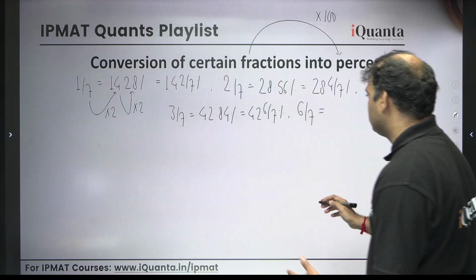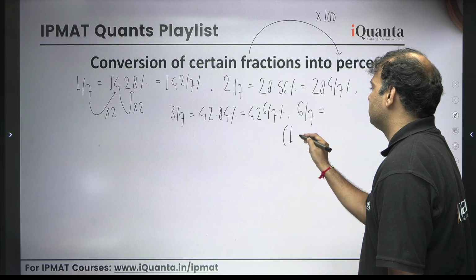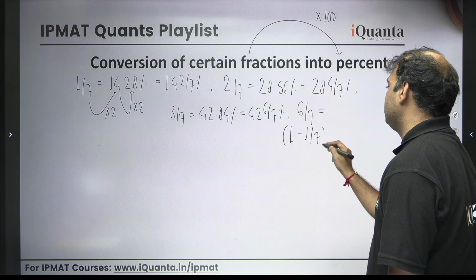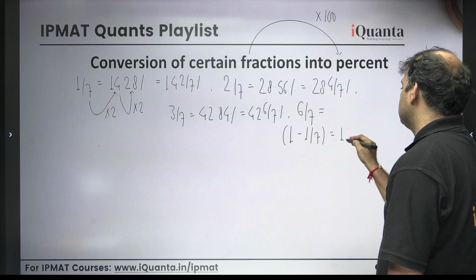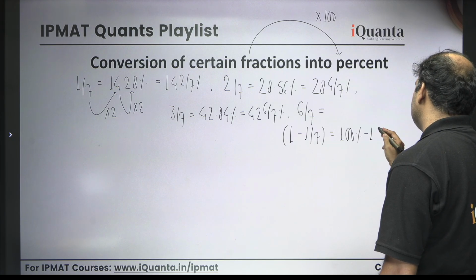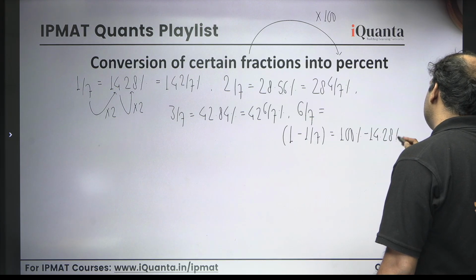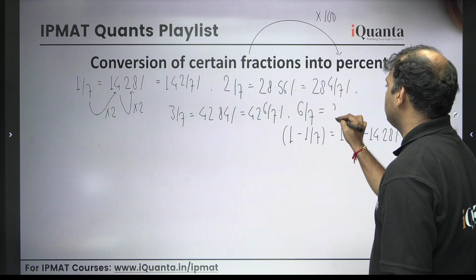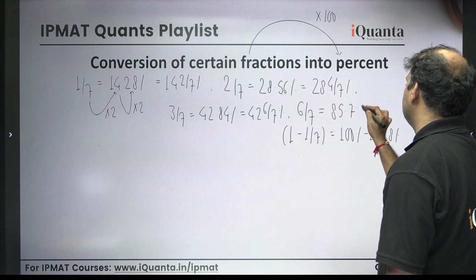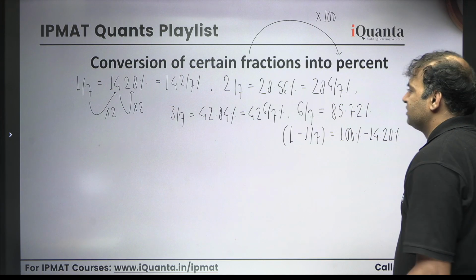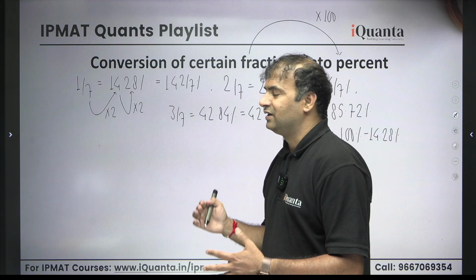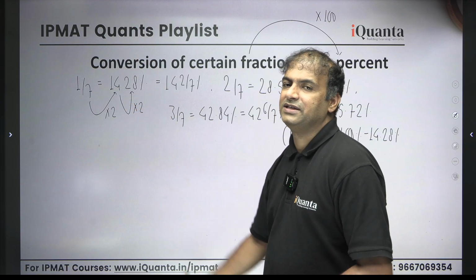So you can do one more thing. We can also say 6 by 7 as 1 minus 1 by 7, right? Now 1 is again 100 percentage and 1 by 7 we can say is 14.28 percentage. And that difference will be how much? We can say that difference is 85.72 percentage, right guys? So this is how we can understand or convert the multiples of 1 by 7 as well.